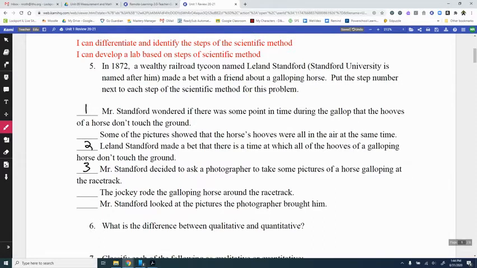Okay. After he asked the photographer to take some pictures, then the horse had to actually go around the racetrack. So next is that one. Now, while the jockey rode the galloping horse around the racetrack, the picture guy was taking the pictures. So next is that one. And then after that, some of the pictures showed that the horse's hooves were all in the air at the same time. So last is that one right there. So scientific method, you're just looking at the logical order of when things happen.